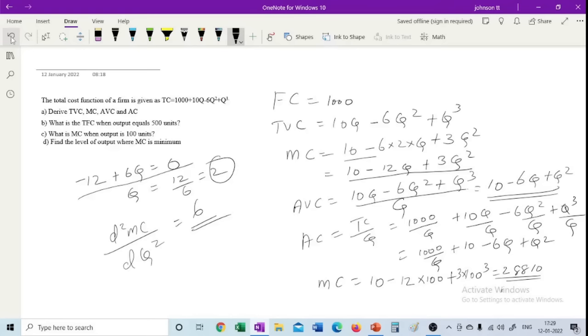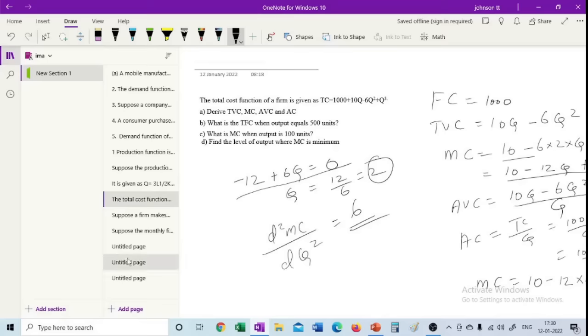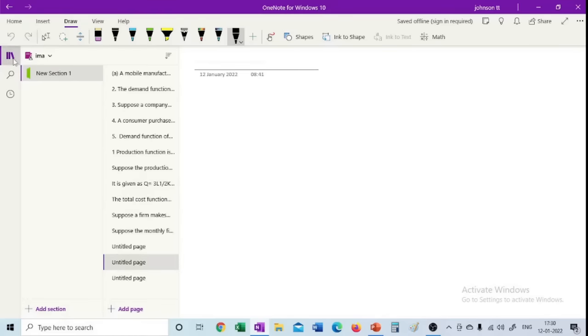So in this way we can find out different values from a total cost function. We can derive variable cost, marginal cost, average variable cost and average cost, even total fixed cost also. Everything we can derive from the total cost function. Then sometimes you will get another type of question. It's not a problem, but you will get a schedule like this.